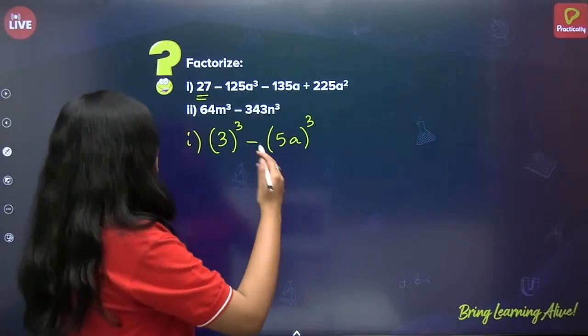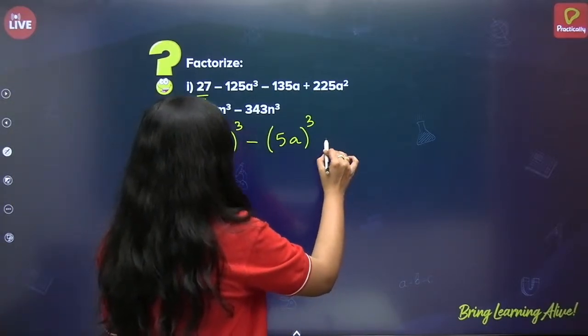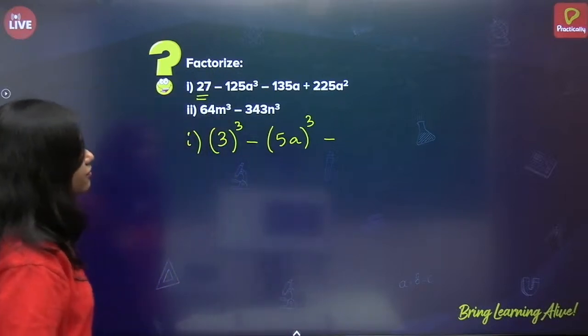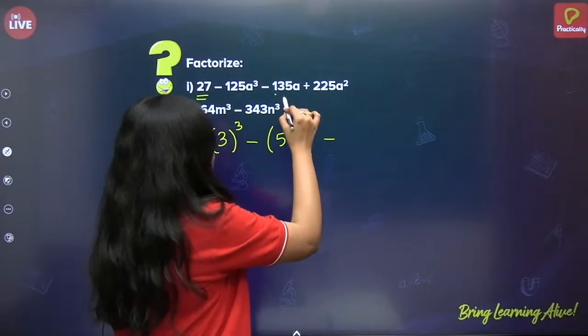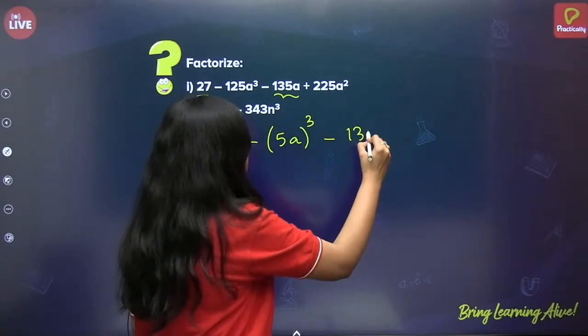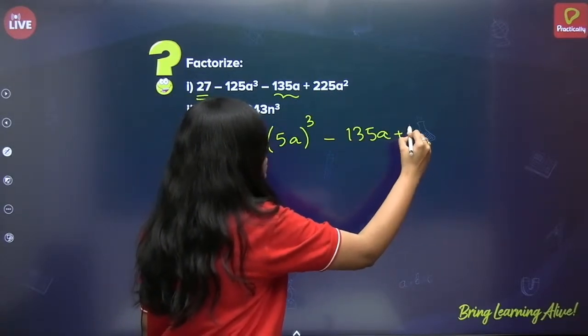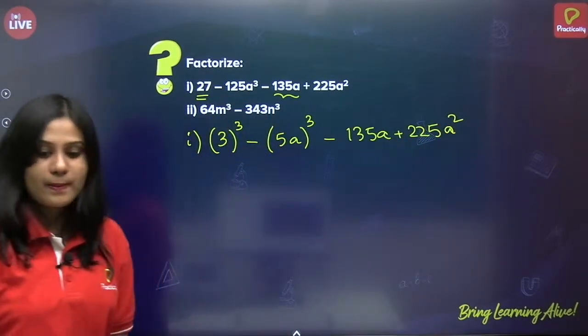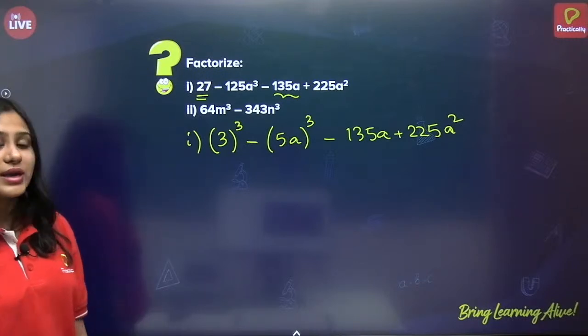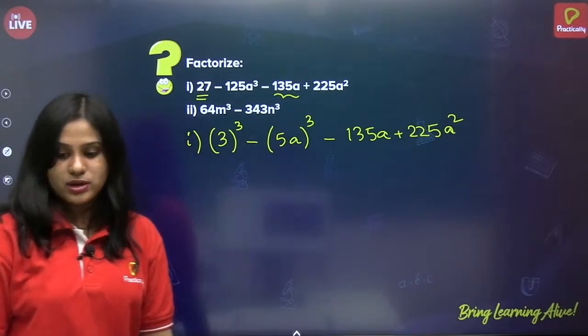Next, this I can write as 15 5s. Let us just put minus 135a plus 225a square. Are you all solving it? So please take your pen and paper and solve it, okay?